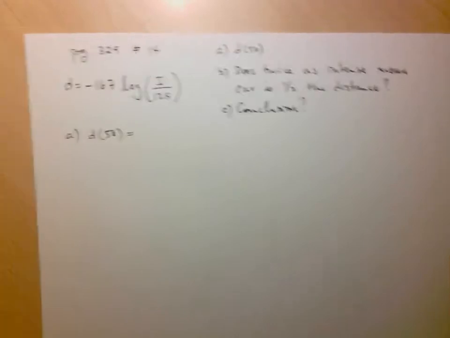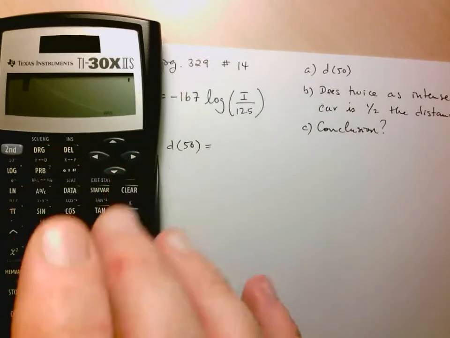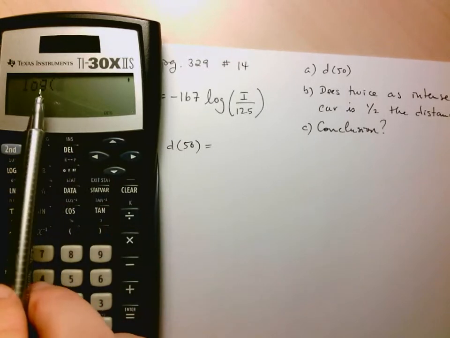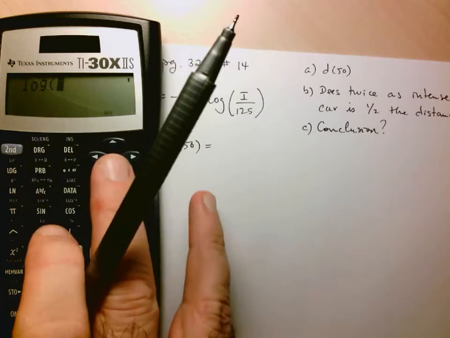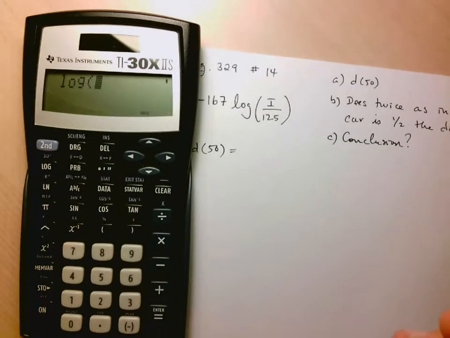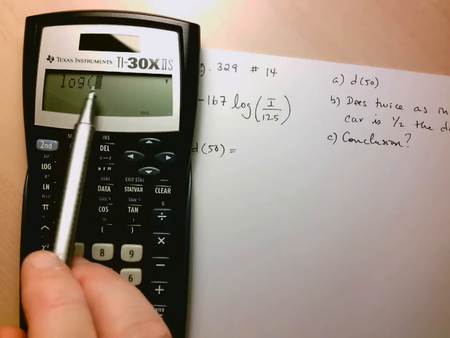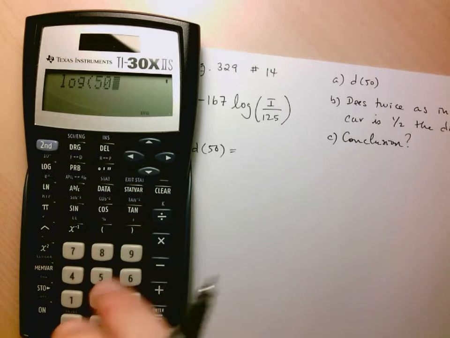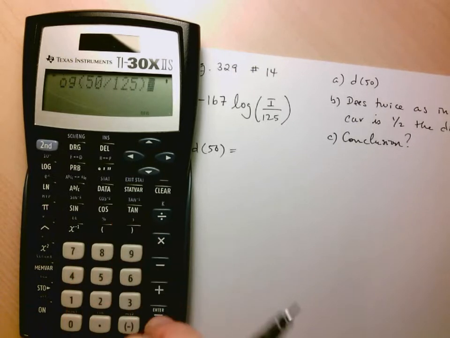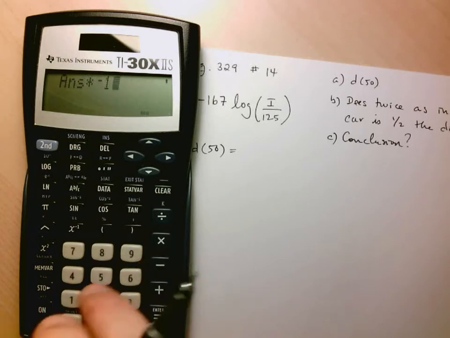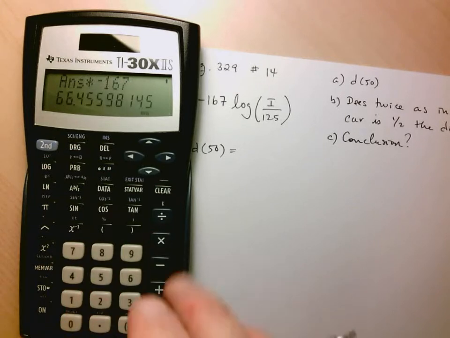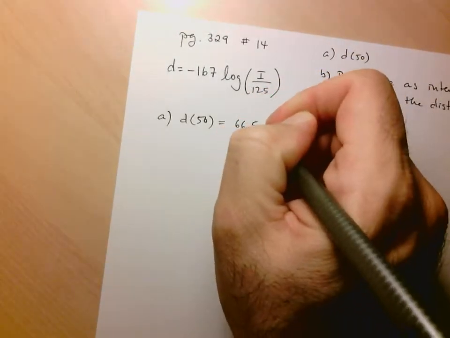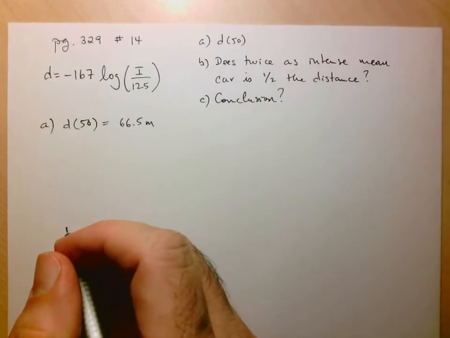So let's just do that here. We've got log of... now, one thing I do want to bring up is that if your calculator does not open up the brackets automatically, you better make sure you put that in, especially when there's some kind of operation in your input. So here we have 50 divided by 125, and times negative 167. About 66.5. So that means the car is 66.5 meters away if the intensity of the light is 50 lumens.